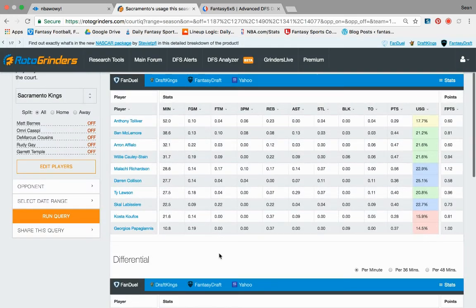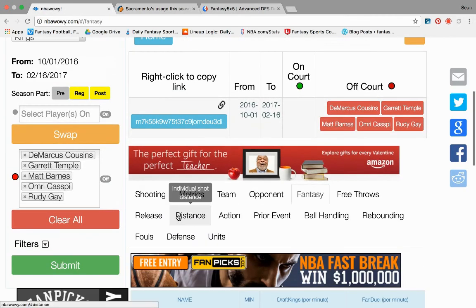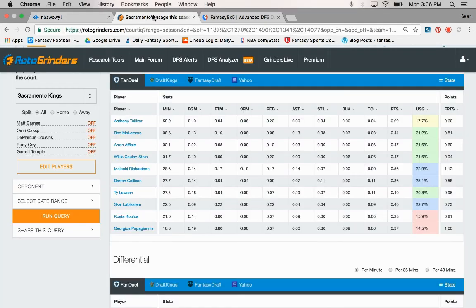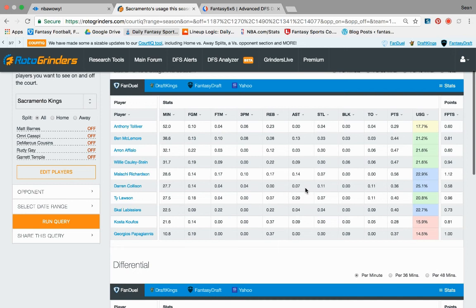Okay, so the nice thing about Court IQ is it's sortable. It's a little bit more visually appealing than NBA Wowie. It doesn't quite have all the stuff that NBA Wowie has. Like NBA Wowie has different shot types, ball handling, turnovers, all that kind of thing, and how it affects the opponent too, by the way. That's really nice. However, Roto Grinders is pretty easy to read.